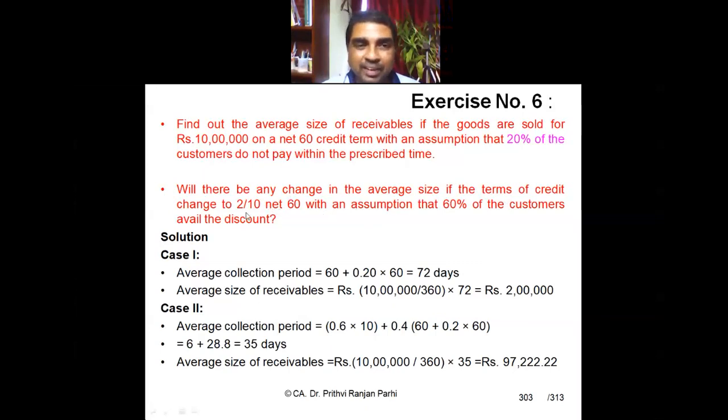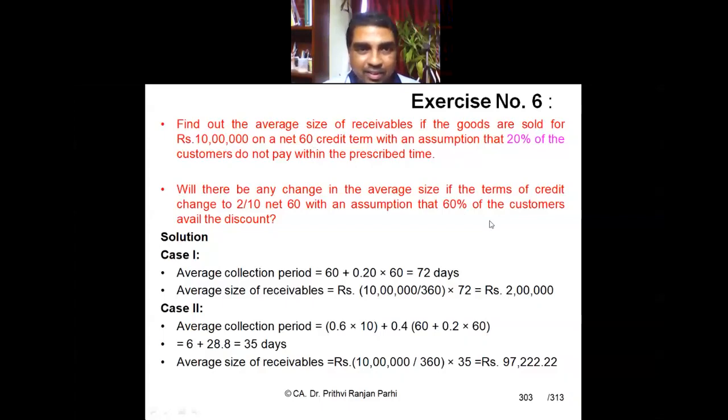That means if you pay in 10 days, we will give you 2% discount. Otherwise, you have to pay in 60 days, with the assumption that 60% of the customers will avail discount. That means 60% of the customers will be paying within 10 days. First case, we will see what is the average collection period. Normal collection is what? 60 days.